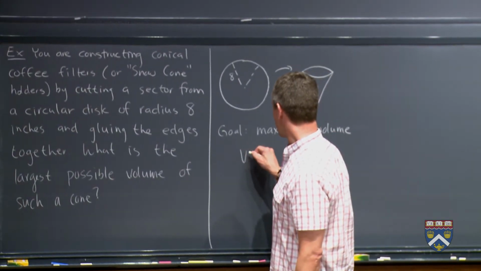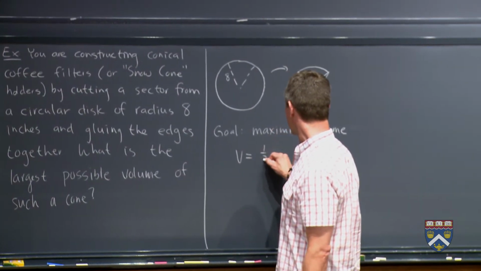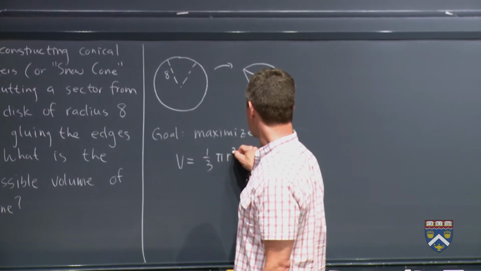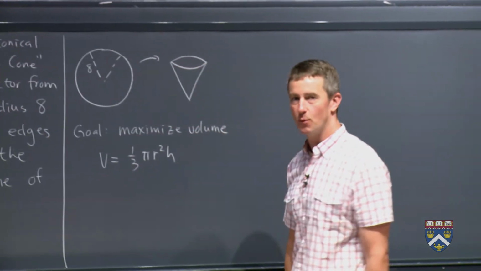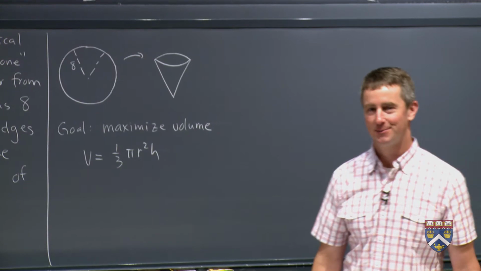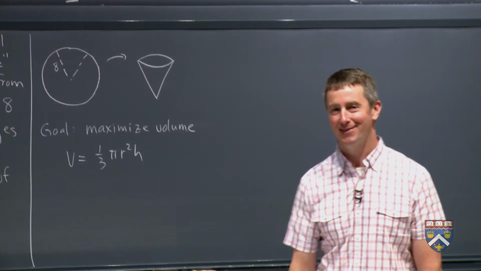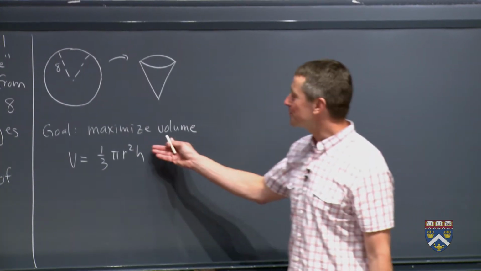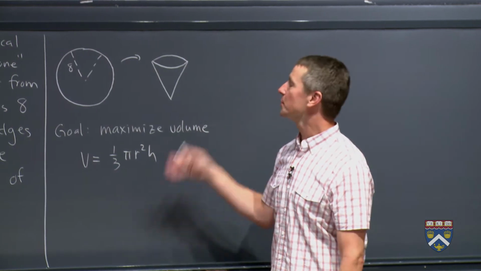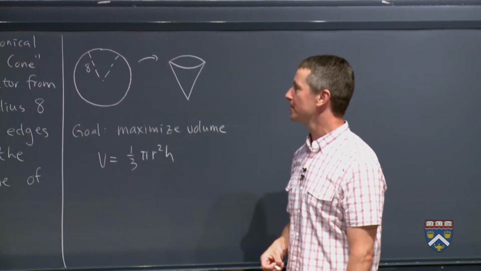So the volume of a cone is 1/3 pi r squared h. Look at that. It's 1/3 the volume of a cylinder. Must be some nice geometry behind that you could look at. So as usual, the problem is that we have two variables here. So we need to get this down to just one variable.